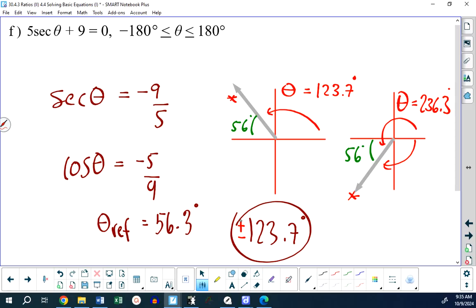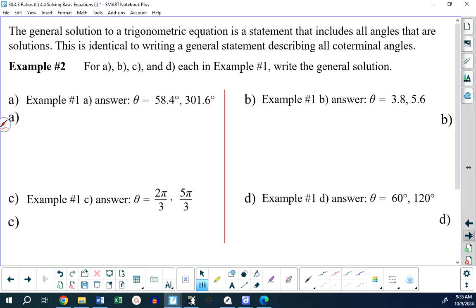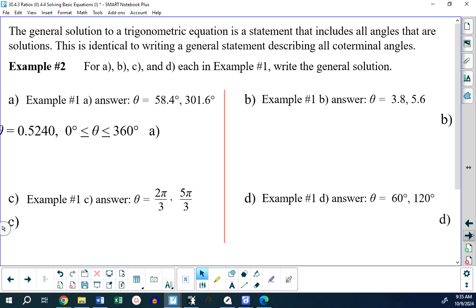Good? Okay, I just want to run through the final example very quickly. I already spent some time at the beginning of the lesson explaining this, so I hope it makes sense. If you were to go back and look at example 1a, we solved this equation. Do you remember it? Is it vaguely familiar? If you were to go back and look at the solutions, we got 58.4 and 301.6, correct? Can somebody flip back and confirm that? That was the solution for 0 to 360.